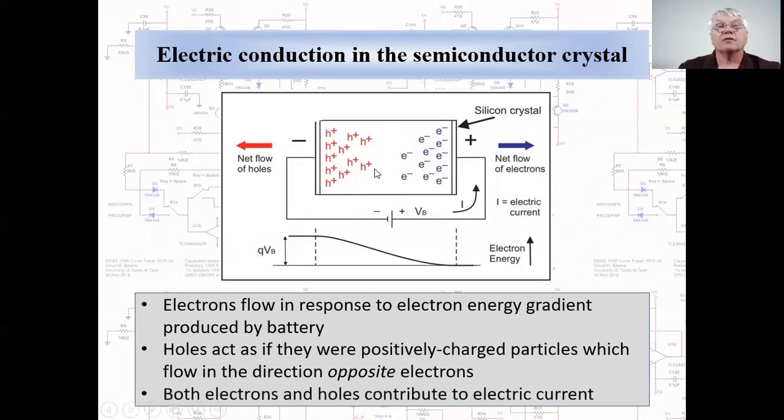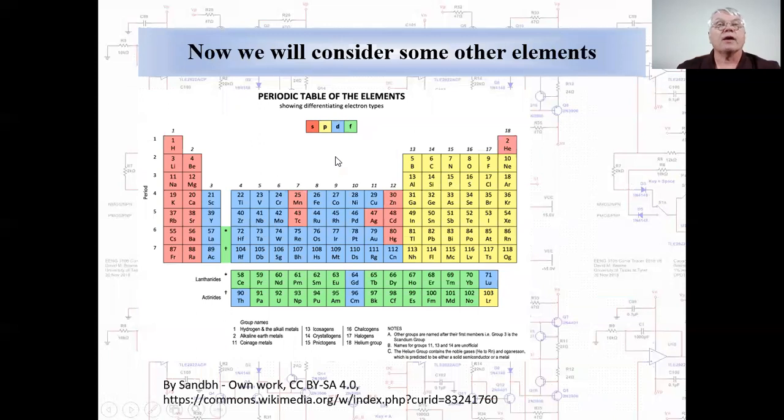Holes act as if they were themselves positively charged particles. We call them quasi-particles. Both negatively charged electrons moving to the right and positively charged holes moving left contribute to the flow of electric current in the crystal. The current in the external circuit is carried by electrons. Electrons are removed from the right-hand side of the crystal and re-injected into the left side where they recombine with holes in the crystal.